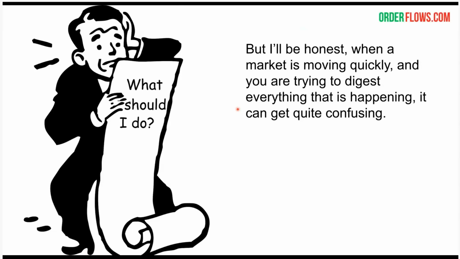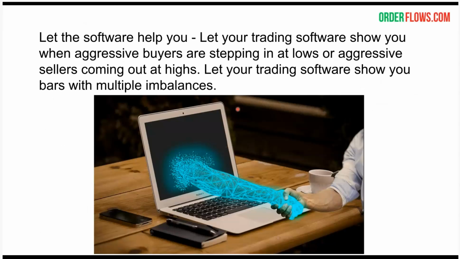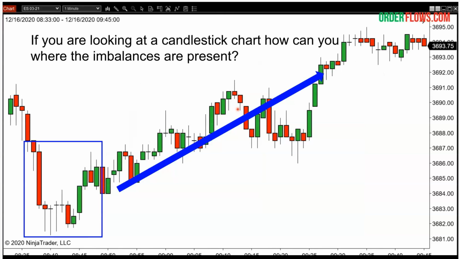But I'll be honest, when the market's moving quickly and you're trying to digest everything that's happening, it's going to get very confusing. That's why I say let software help you. Let your trading software show you when aggressive buyers are stepping in at lows or aggressive sellers are coming out at highs. Your trading software should be able to show you where multiple imbalances are, and a lot don't. That's why I ended up creating my own software, because as a trader, I would look for this, but I was really limited to just 2 markets max, maybe, because there's a lot of stuff going on and you're trying to process this in real time.